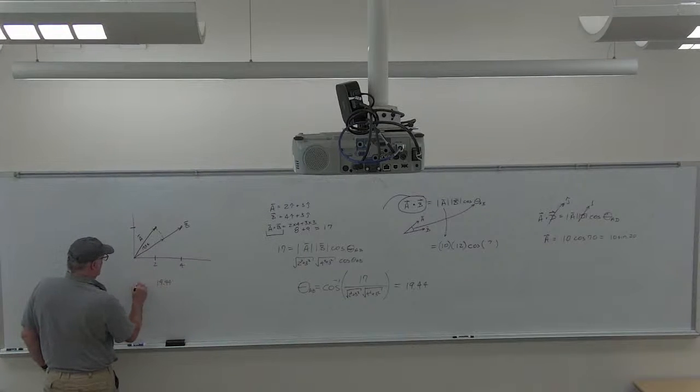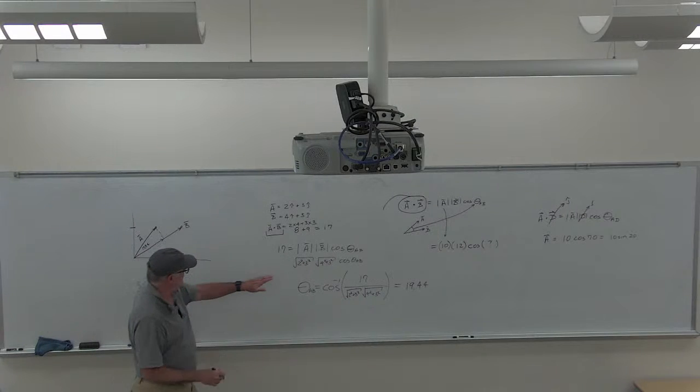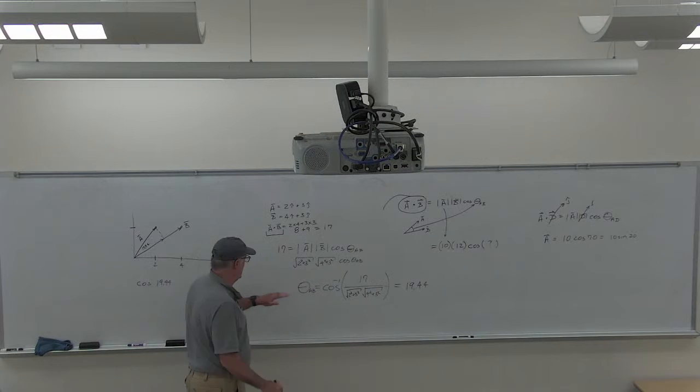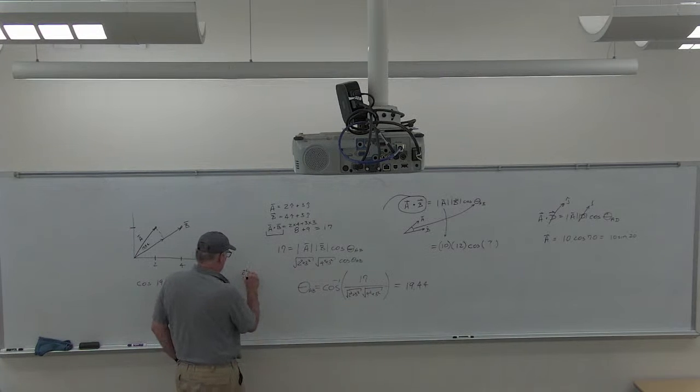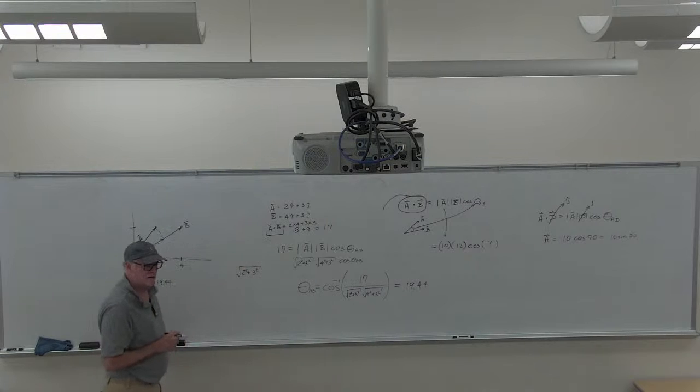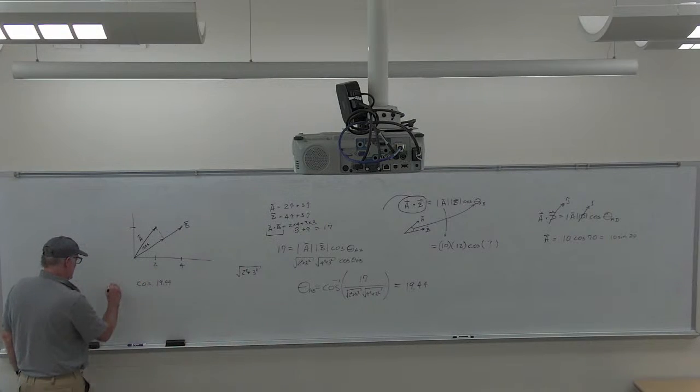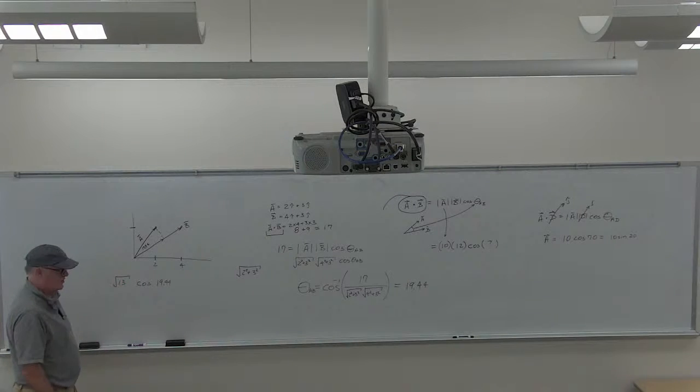So here, I got to put the cosine in front of it. What was the length of A? Shoot, I didn't figure that out. What is that? Oh, square root of 13? Okay. So what's that number equal to?